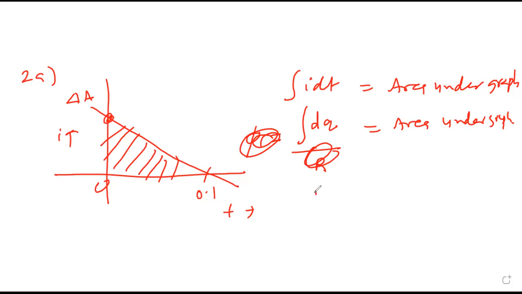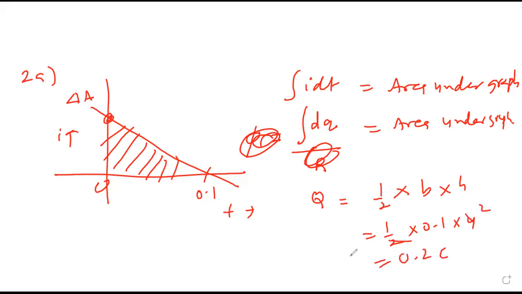So I can say total charge q equals half into base into height, that is half into 0.1 into 4, which equals 0.2 coulomb. Therefore, flux is change in charge upon R, 0.2 upon 10, 0.02.